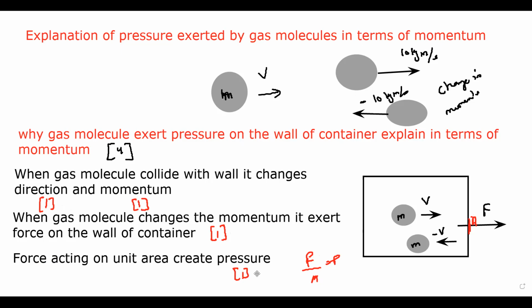Is the concept clear, how the gas molecules are able to exert force on the wall of the container? It is very important to understand this concept that gas molecules are continuously changing direction. When they change direction, they exert force, and force acting on the unit area will create a pressure.